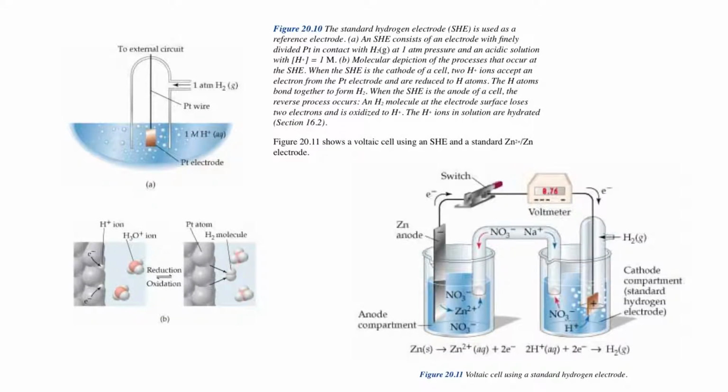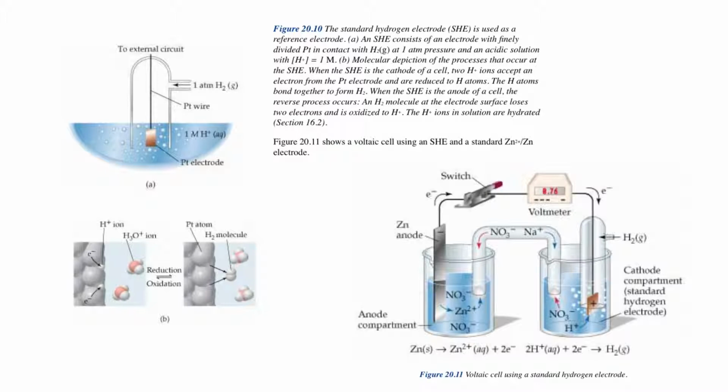Figure 20.10. The standard hydrogen electrode is used as a reference electrode. A standard hydrogen electrode consists of an electrode with finely divided platinum in contact with hydrogen gas at 1 atmosphere and an acidic solution of hydrogen ion at 1 molar. Molecular depiction of the processes that occur in the standard hydrogen electrode.